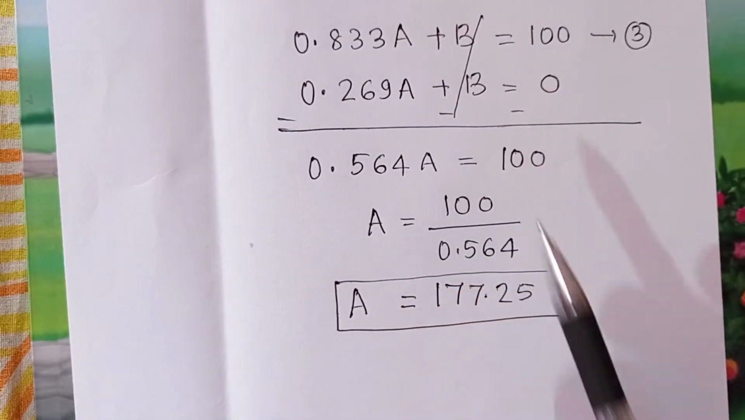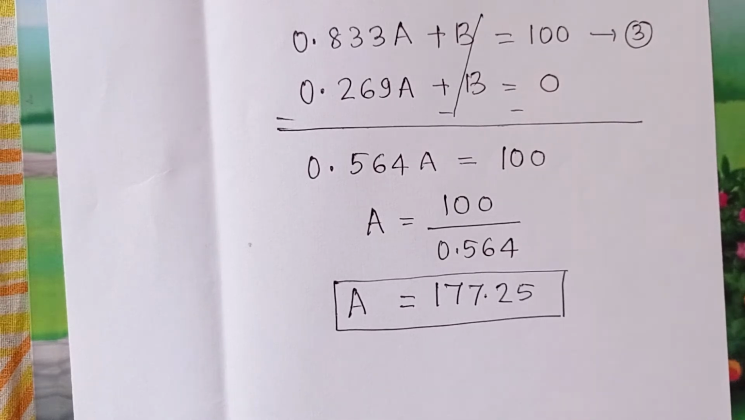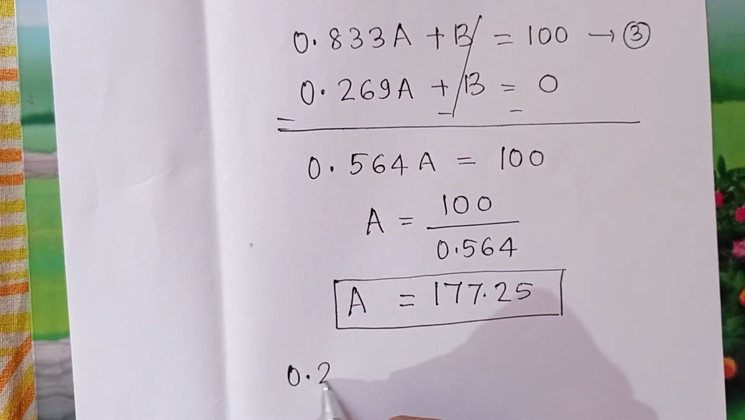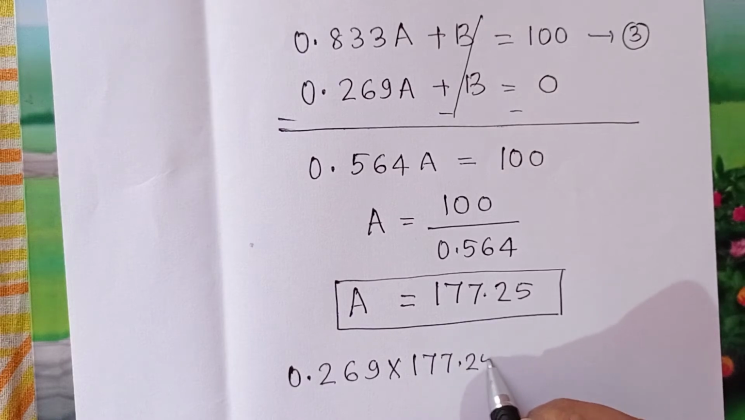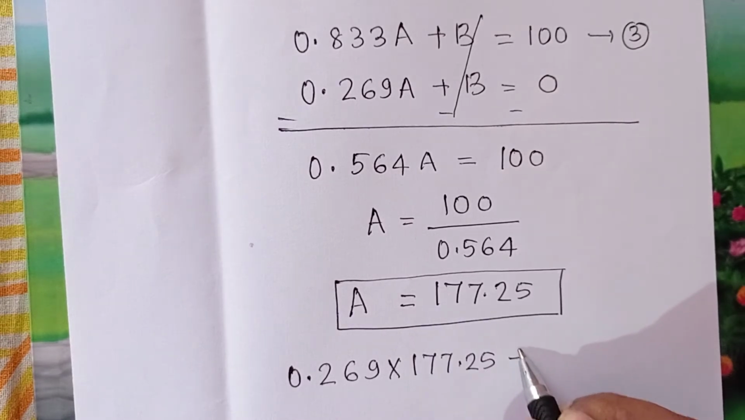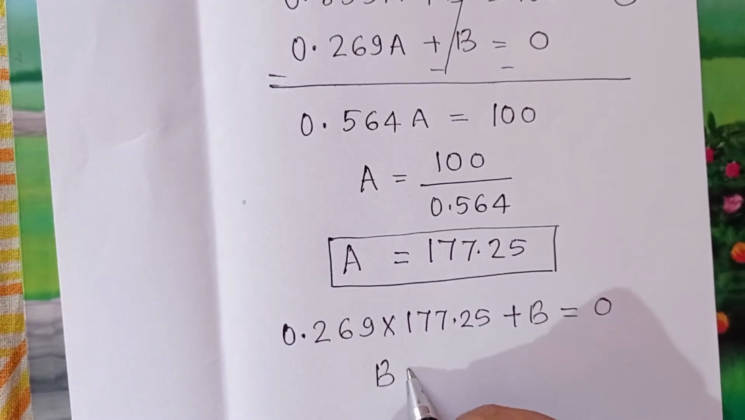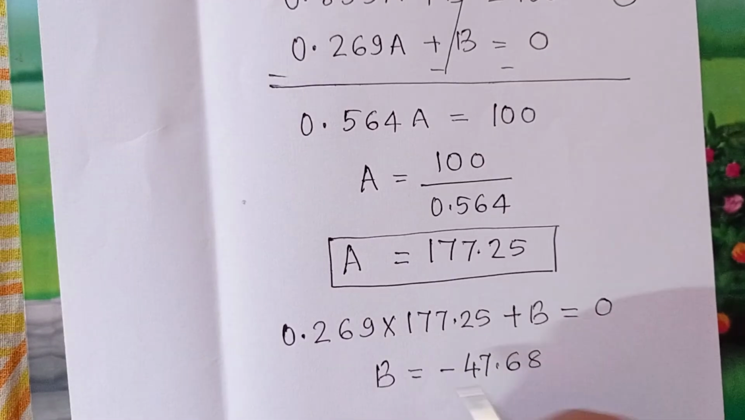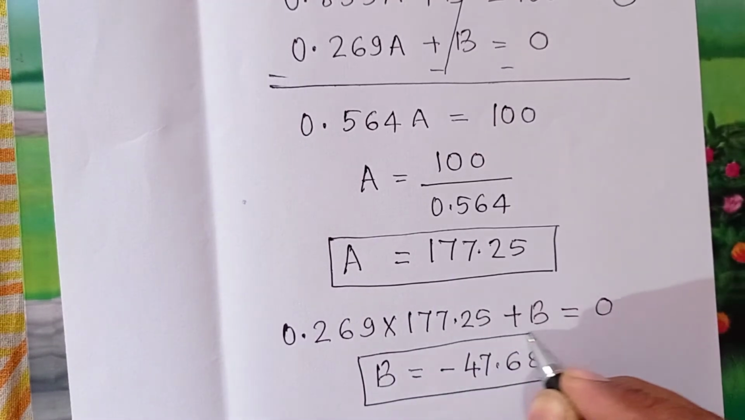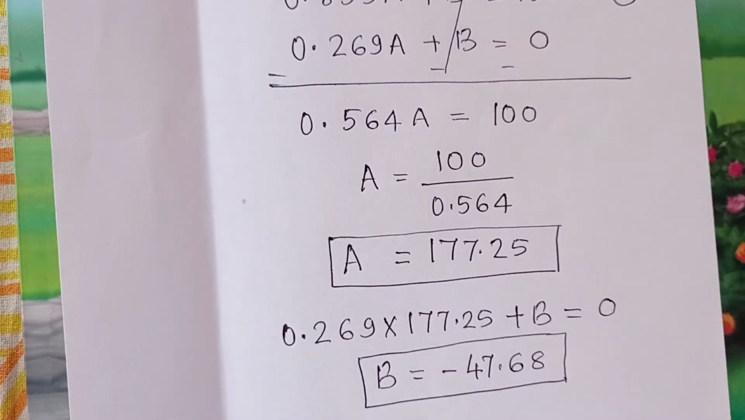And from equation 2, 0.269 a plus b is equal to 0, I can substitute the value of a and find out the value of b, that is 0.269 into 177.25 plus b is equal to 0. Solving this equation, we will get the answer as minus 47.68. So I have got the value of a and b.